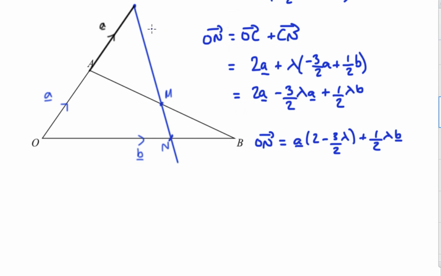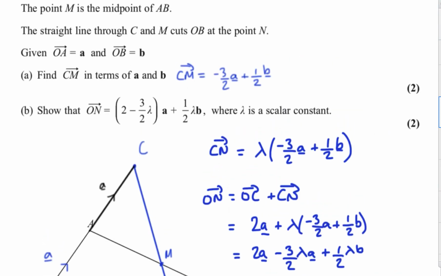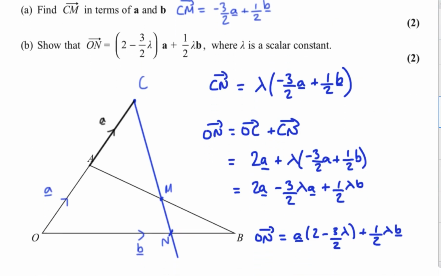We're just saying that C to N is some multiple of C to M. We don't know what this multiple is. It might be 1.5 times of it, it might be twice it, just some multiple.